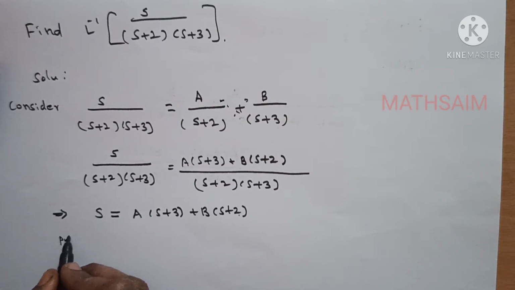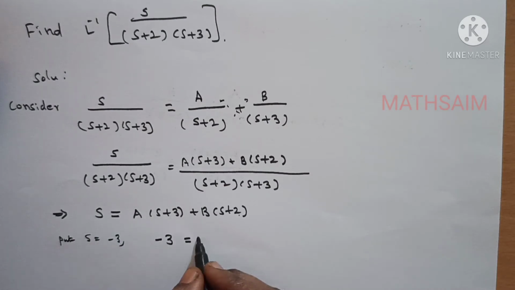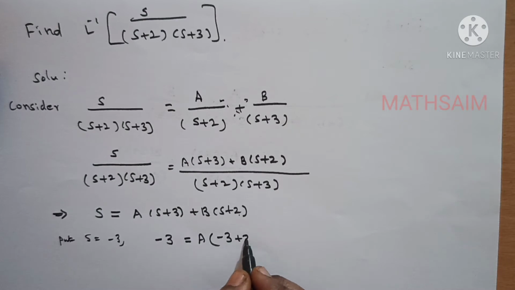So first put s equal to minus 3. In the left hand side I have s, so I just put minus 3 there. And then a into, here you replace s by minus 3. Why are we doing this? We just want to get 0, that's all. When you get 0, this term will vanish, so easily you can find the other constant.